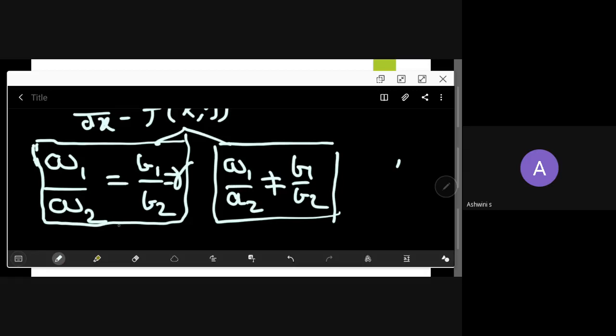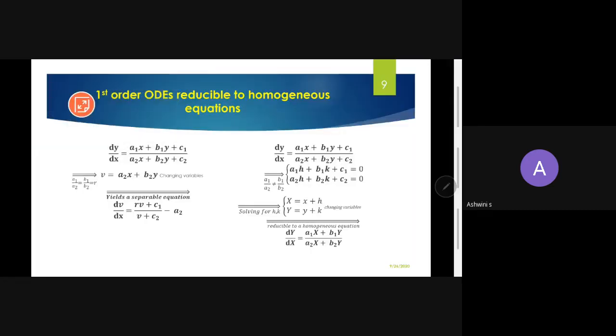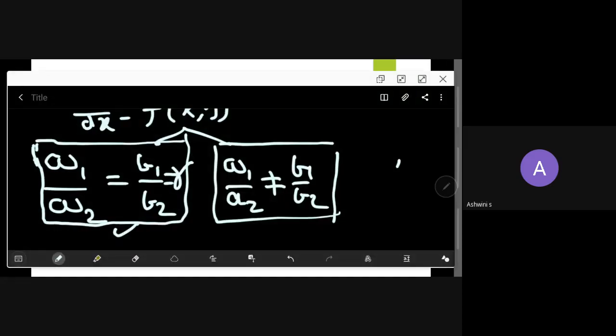So for the first case, we simply put v is equal to a2x plus b2y, since a2x plus b2y is in the denominator of the left hand side part of this slide. That yields a separable equation, as I told, and easily you can solve it. And the other case is if a1 by a2 is not equal to b1 by b2.